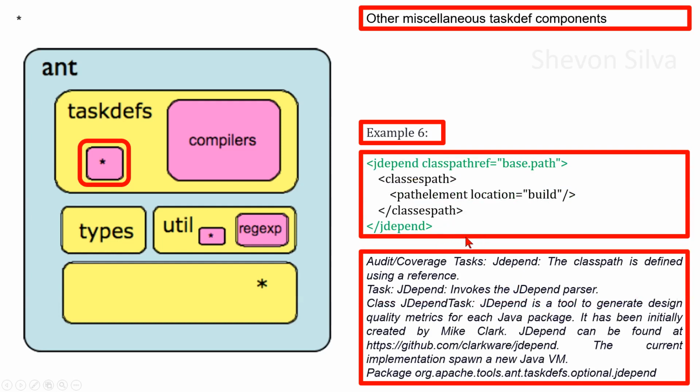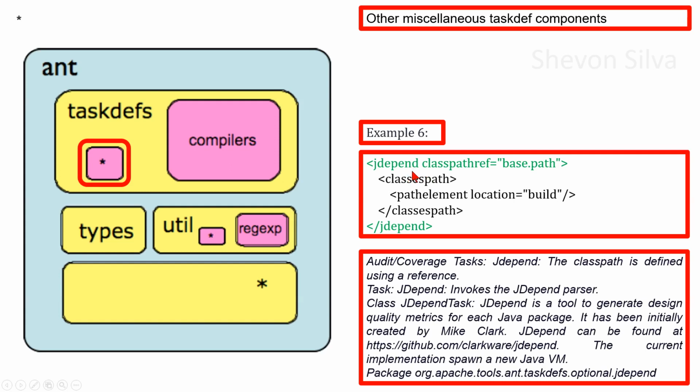Now we are considering audit coverage tasks. JDepend. The class path in JDepend on audit coverage tasks. Class path is defined using a reference. The task JDepend invokes the JDepend parser.